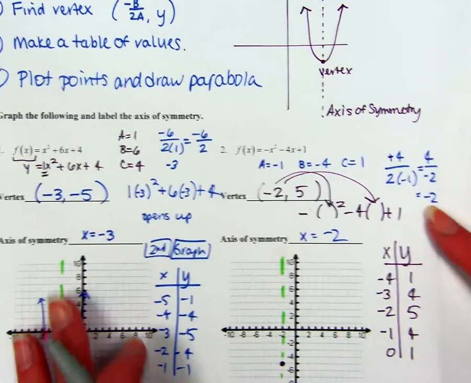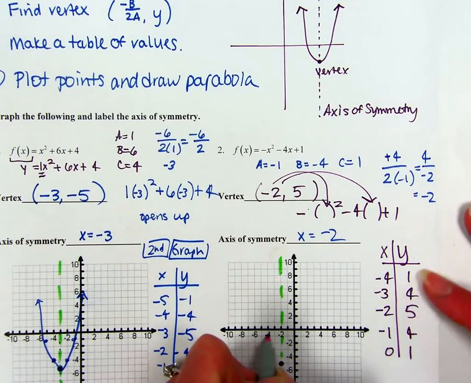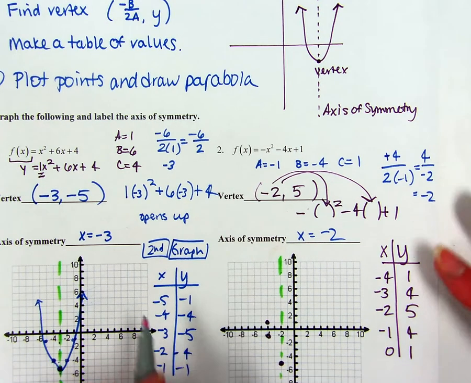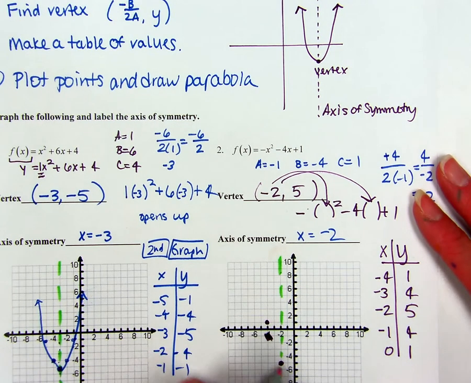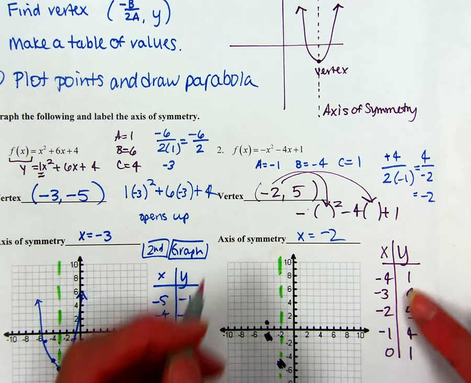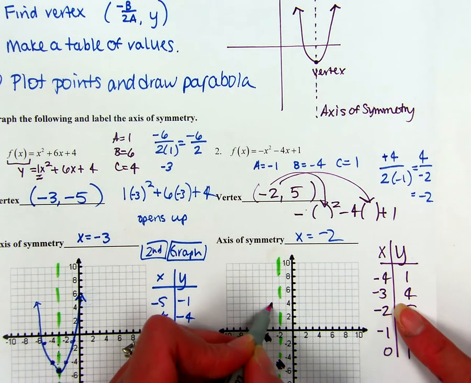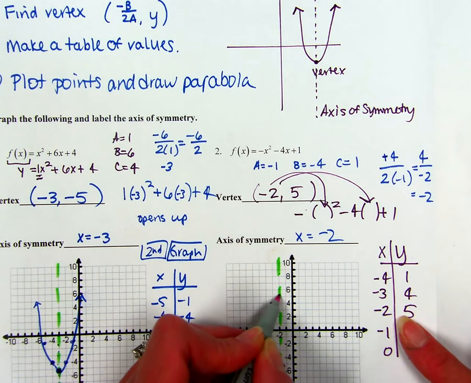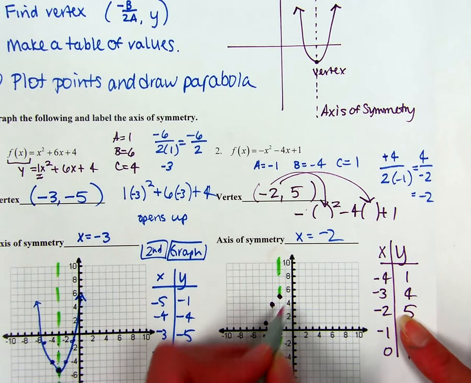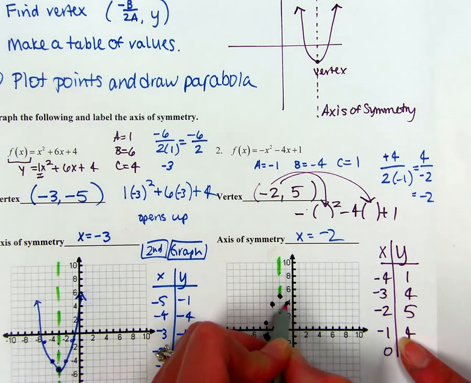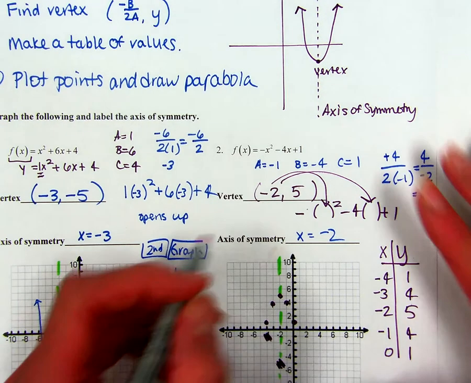And then when I'm done with that, I'm going to plot the points and then connect the dots to make my parabola. So I've got negative 4, positive 1. Alright, ignore this. I graphed that wrong, of course. Negative 4, positive 1, negative 3, 4, negative 2, positive 5. I put it at negative 5 earlier. Sorry about that. Negative 1, 4, and 0, 1.